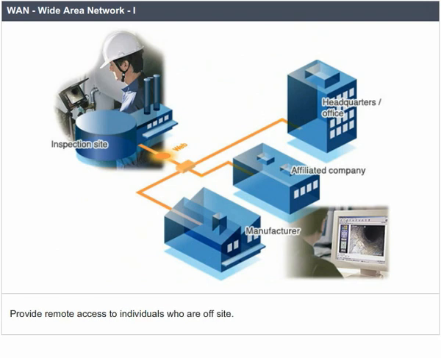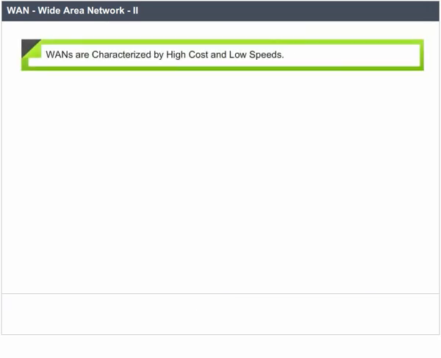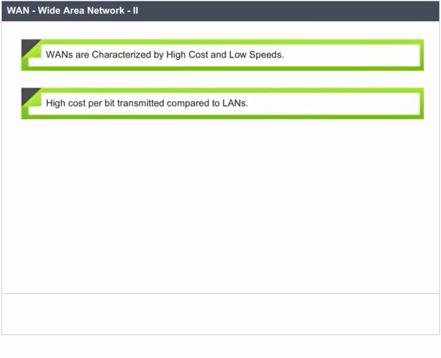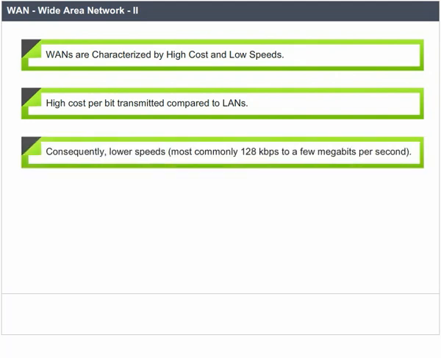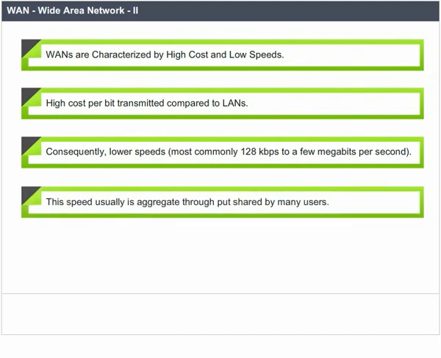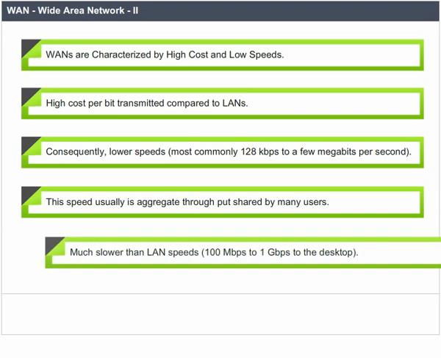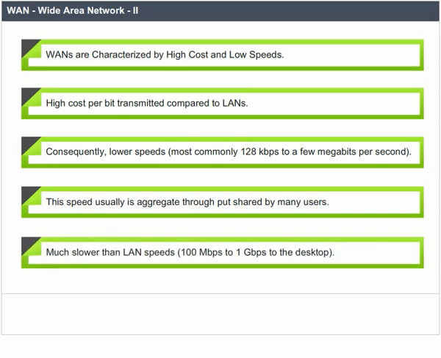WANs are characterized by high cost and low speeds. High cost per bit transmitted compared to LANs. Consequently, lower speeds, most commonly 128 kbps to a few megabits per second. This speed usually is aggregate throughput shared by many users. Much slower than LAN speeds, 100 Mbps to 1 Gbps to the desktop.